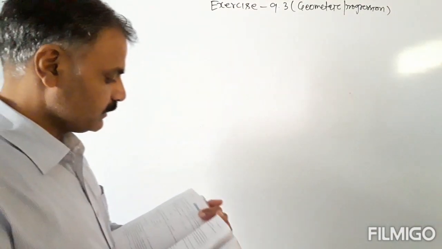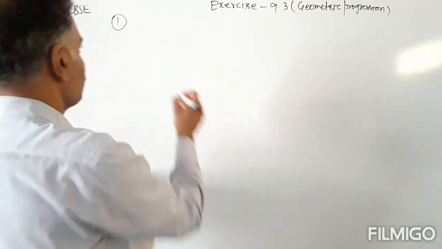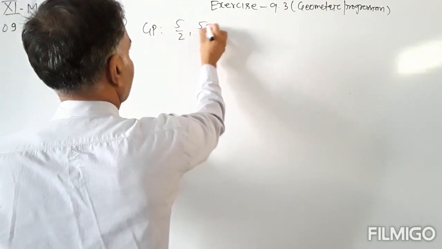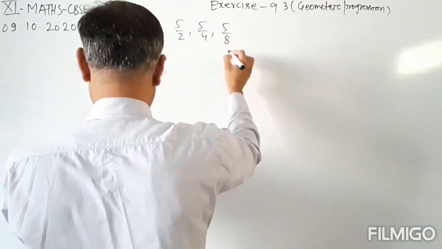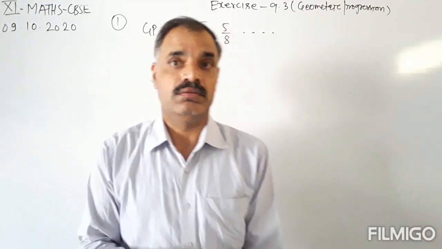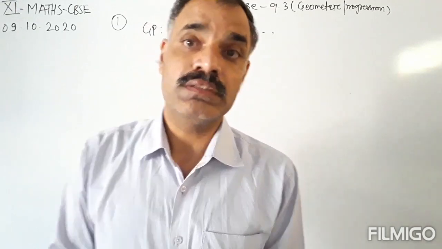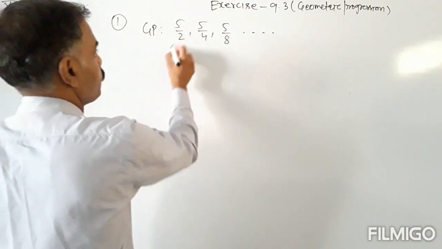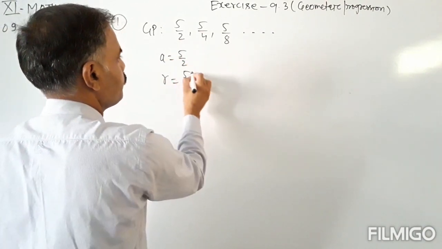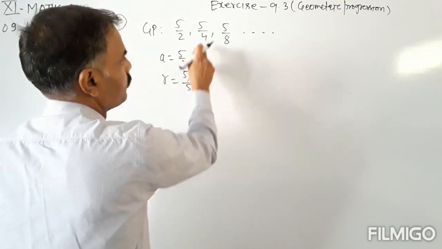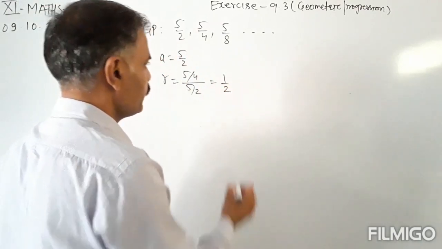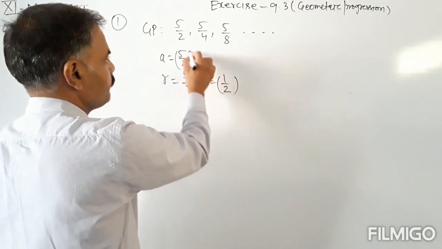First question: find the 20th and nth term of the GP. The GP is given as 5 by 2, 5 by 4, 5 by 8 and so on. This is the GP, geometric progression, and we have to find the 20th term of this GP. So the first term is 5 by 2 and the common ratio R is equal to 5 by 4 divided by 5 by 2, succeeding term divided by preceding term, equals 1 by 2. The common ratio is 1 by 2 and the first term is 5 by 2.